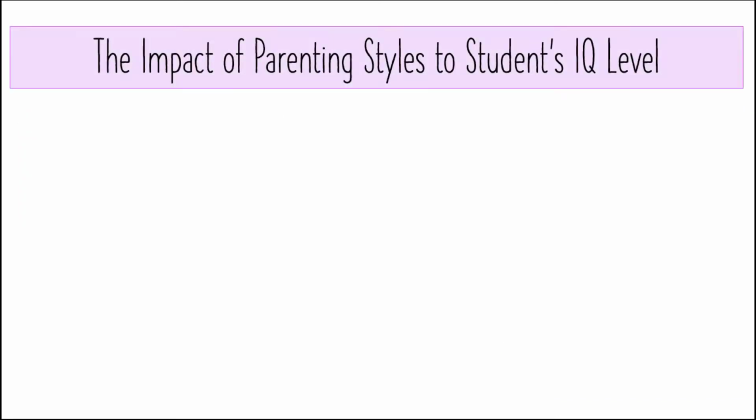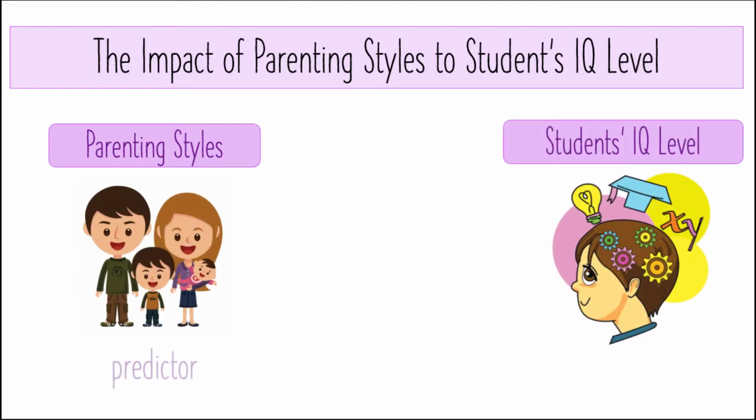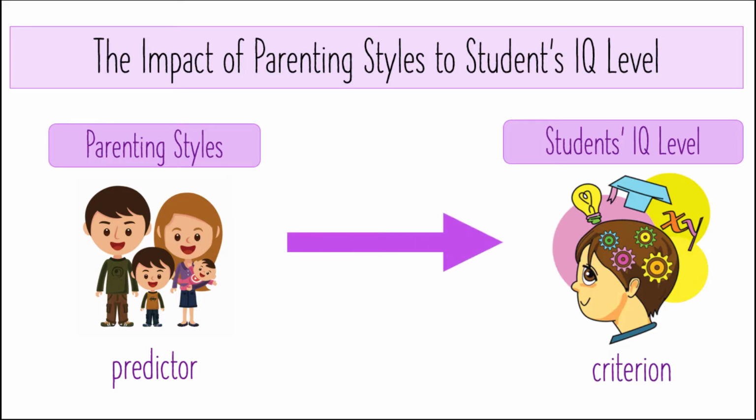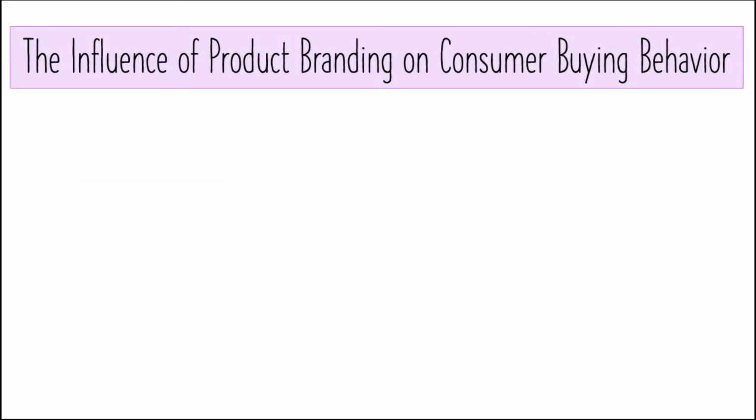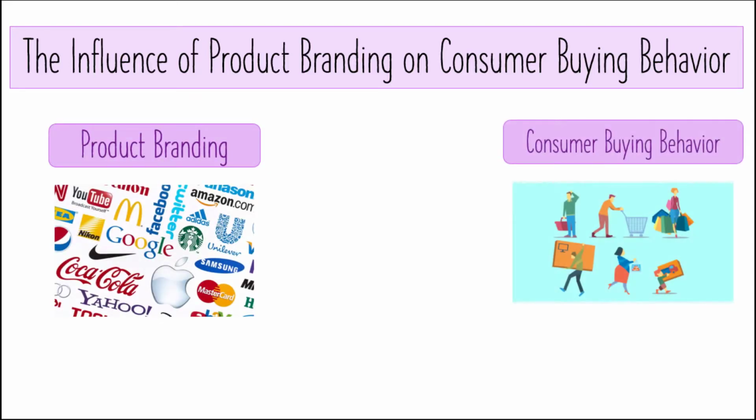Let us take for example, we are studying the impact of parenting styles on students' IQ level. The predictor variable is the parenting styles as it may influence students' IQ level. However, students' IQ level is the criterion variable as it is the variable that is presumed to be affected. Take a look at this example. In this study, the influence of product branding on consumer buying behavior. The product branding is the predictor variable as it may affect the consumer buying behavior, which is the criterion variable.